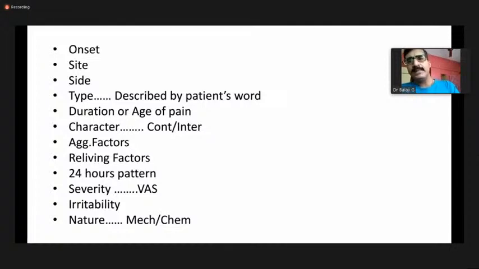Next, 24 hours pattern. Yes, this point is very important. In the full 24 hours, when is the patient getting more pain? You can ask the patient. Sometimes the patient will say, "Sir, early morning, I'm getting severe pain." That is one thing. "Morning when I get up, I get pain."